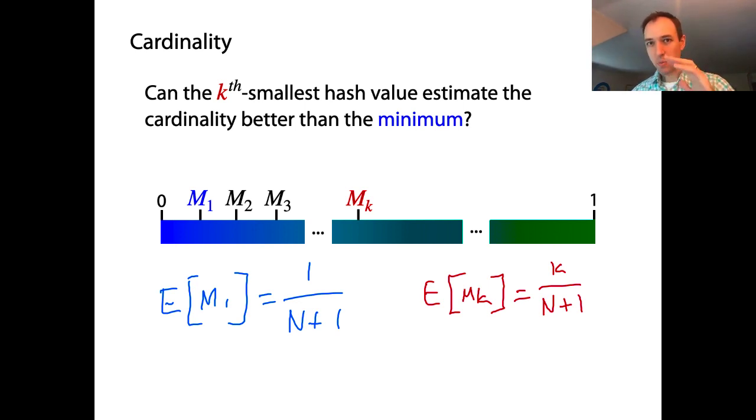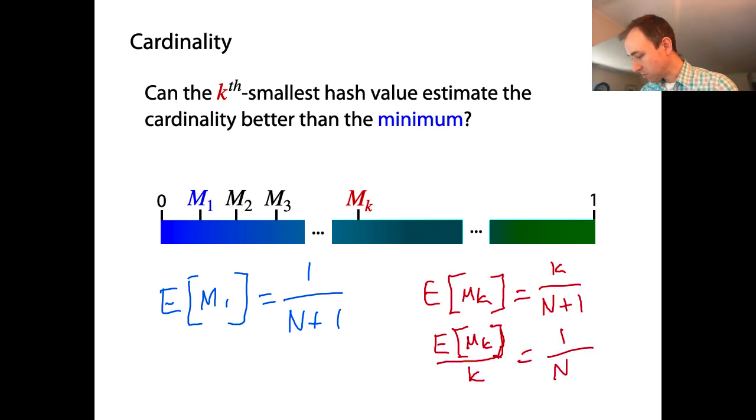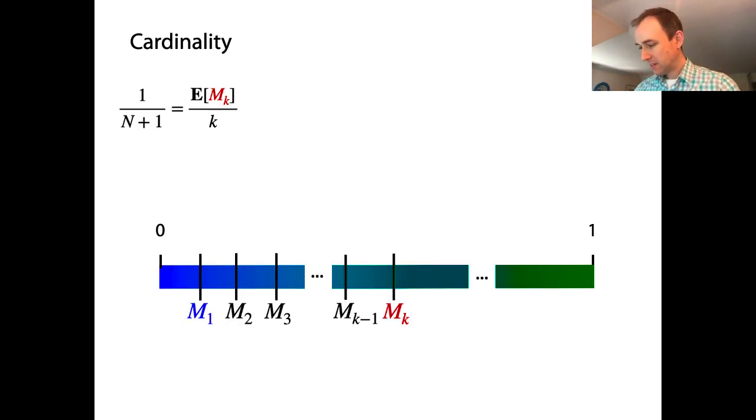Let's see what I mean when I say that this is an average. First of all, let me just point out that we could also write it this way: expected value of big M sub k over k, I'm now just dividing both sides by k, equals 1 over N plus 1, okay? That makes the average nature of it a little bit clearer, but now let's make it even clearer on the next slide. So again, 1 over N plus 1 equals expected value of big M sub k over k.